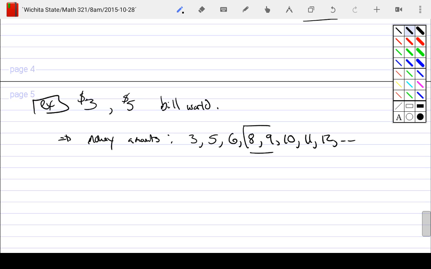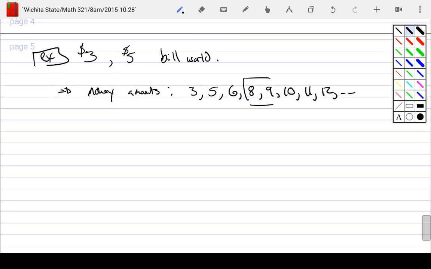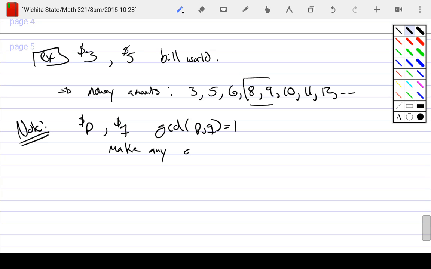Well, all right. In general, this is the way it works. If I give you P dollars and Q dollars and the GCD of P and Q is 1, then if you're ever curious about what's happening, you could make any amount greater than or equal to p minus 1 times q minus 1.